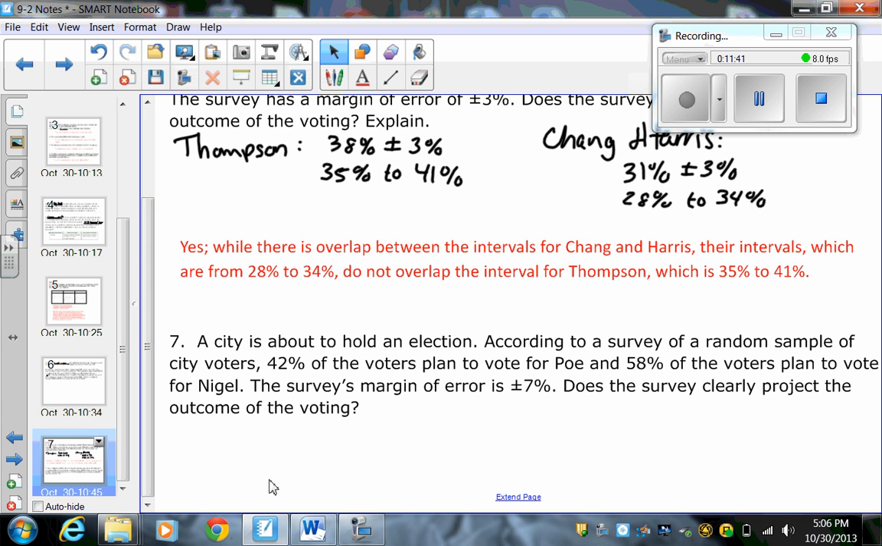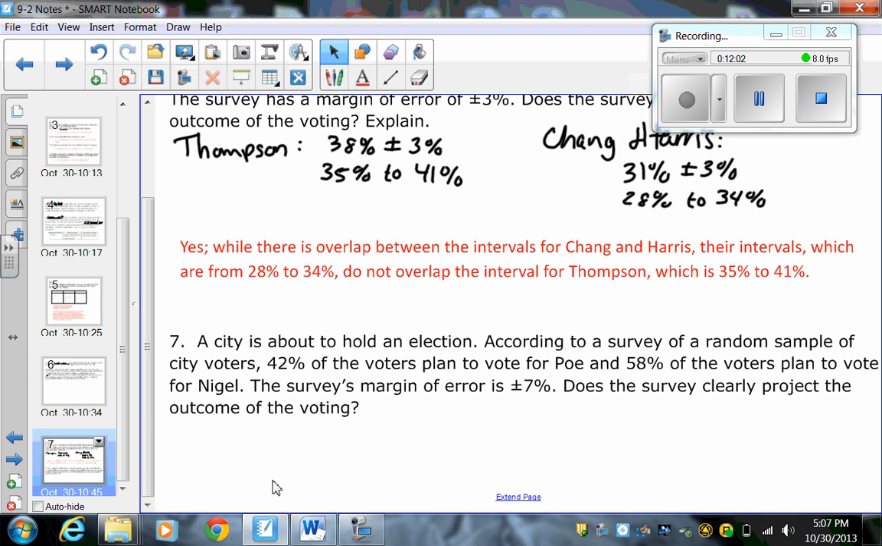The last example says that a city is about to hold an election. According to a survey of a random sample of city voters, 42% of the voters plan to vote for Poe, and 58% of the voters plan to vote for Nigel. The survey's margin of error is plus or minus 7%. Does the survey clearly project the outcome of the voting?